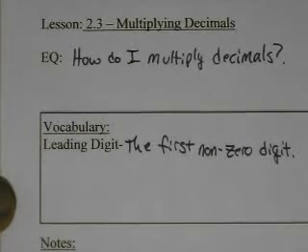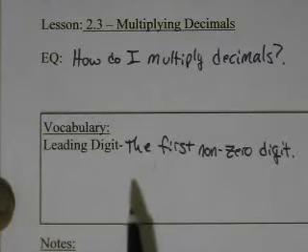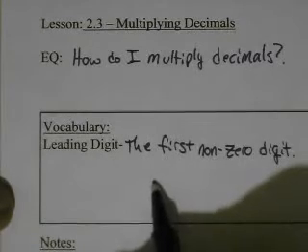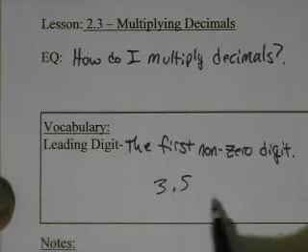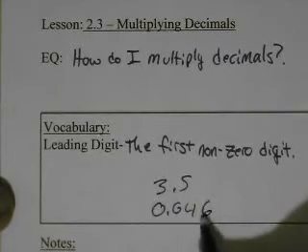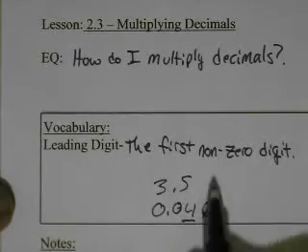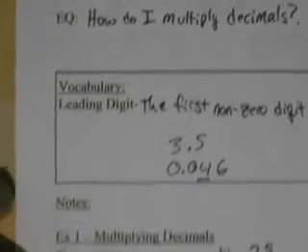So we have a vocab word here called the leading digit. The leading digit is the first non-zero digit. So if we had a number like 3.5, our leading digit would be the 3. But if we had another number, say 0.046, our leading digit would be the 4. It's the first non-zero digit. Okay? So let's look at multiplying.